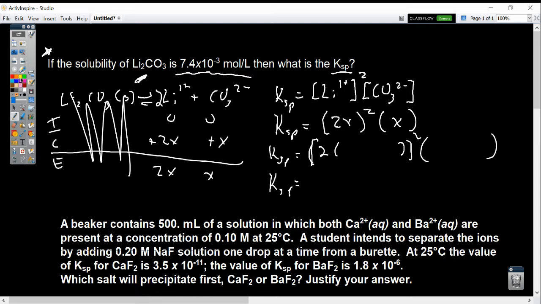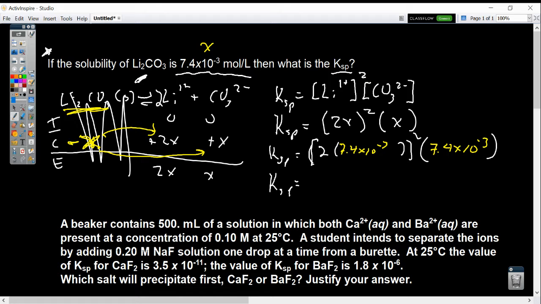Our somethings are our solubilities. Solubility is X, like in the last video. Solubility is concentration at maximum concentration. So it's always X, because it's not the solubility of lithium, it's the solubility of lithium carbonate. For every lithium carbonate X, you get twice lithium, so it's going to be twice that number, 7.4 times 10 to the negative 3. Carbonate's on a 1-to-1 ratio, so it's just 7.4 times 10 to the negative 3.